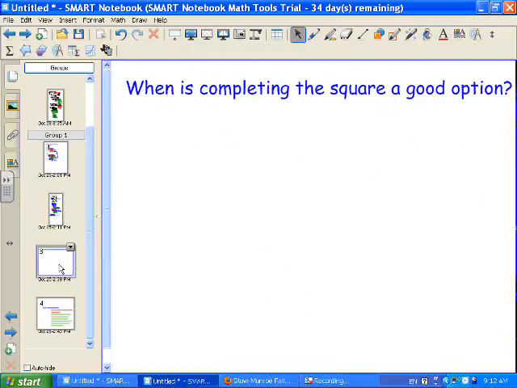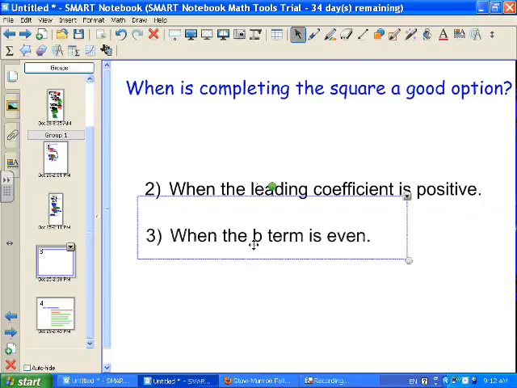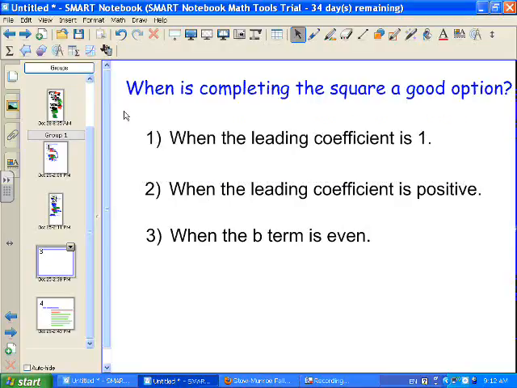When is completing the square a good option? When the B term is even, when the leading coefficient is positive, I didn't even give you one like that with the negative A term. And when the leading coefficient is 1. If it doesn't meet these 3 categories, you're not going to do this.